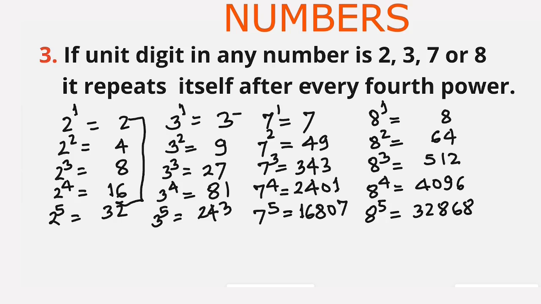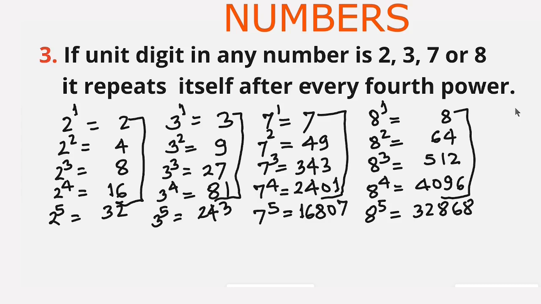Similarly, 3 to the power 1, the unit digit is 3, and after the fourth power, that is in the fifth power, it is 3 again. In 7 to the power 1 it is 7, and 7 to the power 5 comes again as 7 in the ones place. So after every fourth power it repeats. And in 8 to the power 1 it is 8, and then after the fourth power, that is in 8 to the power 5, 8 repeats itself in the ones place or unit digit.